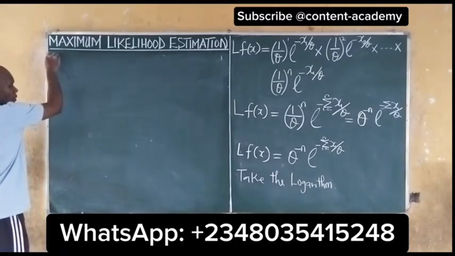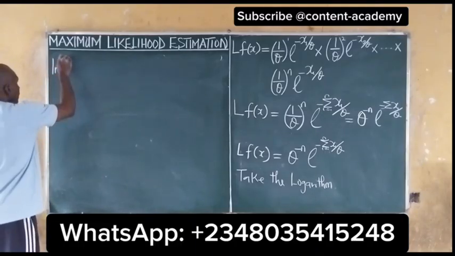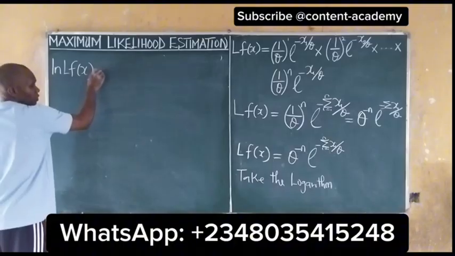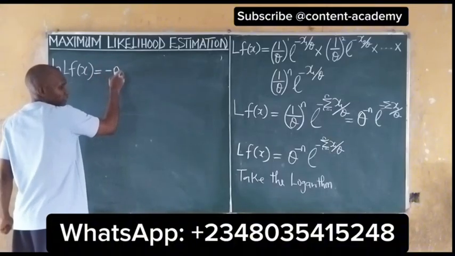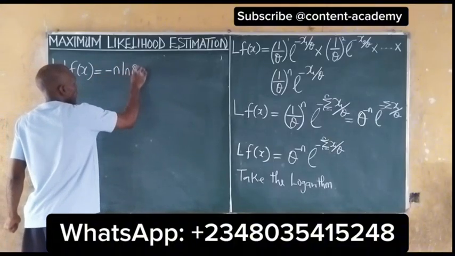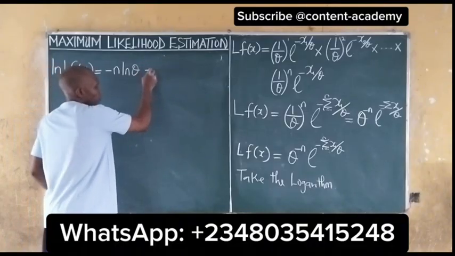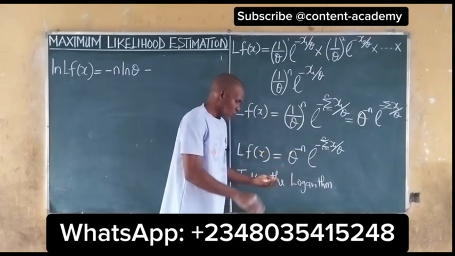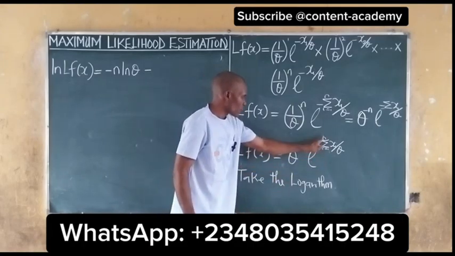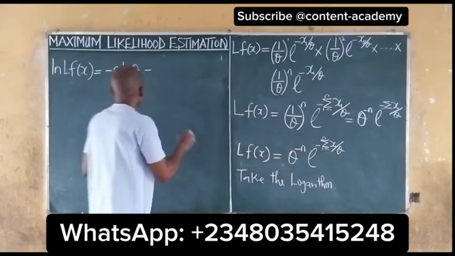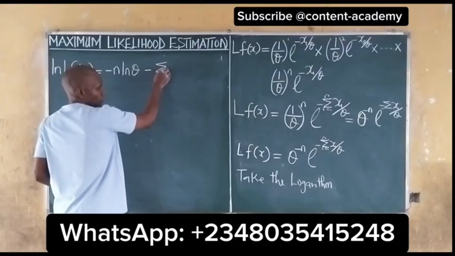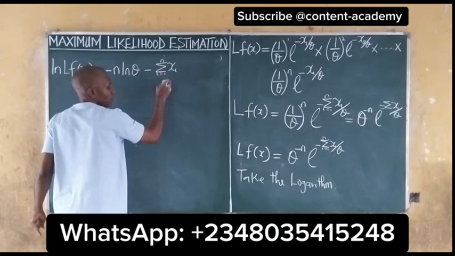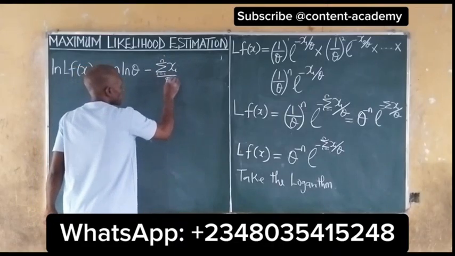So taking the log, our likelihood function of the given distribution is equal to negative n ln theta minus, since the exponential has an exponent, we take just the exponent, so we have negative summation of xi as i running from 1 to n over theta.